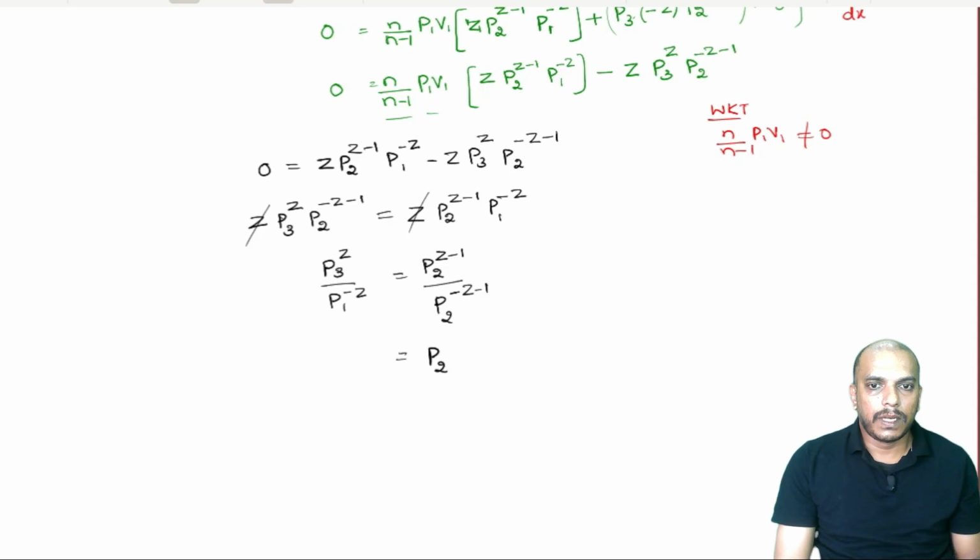So, P2 power Z minus 1 in the numerator, and P2 power minus Z minus 1, if it comes to the top, it will be plus Z plus 1, okay. Similarly, on this side P3 power Z, let this be P1 power Z. So, that will be positive when it comes to the numerator.